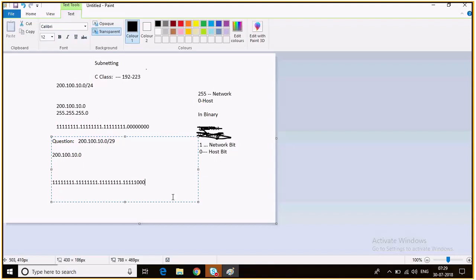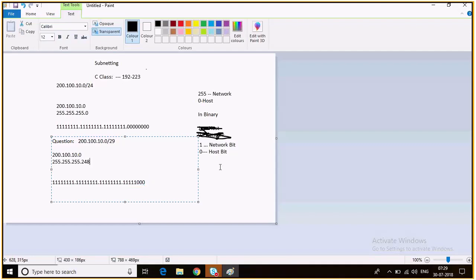1, 2, 3, 4, 5, and the last one is 3 zeros. This is how we'll write the subnet mask. When I write this subnet mask and I want to convert this into the expanded notation, I'll convert this binary into decimal and I'll get my expanded notation. So it is 255.255.255.248, right? When you convert these 5 ones and 3 zeros, you get this 248, right?